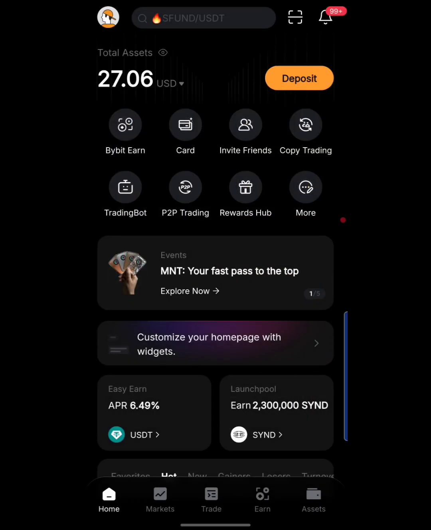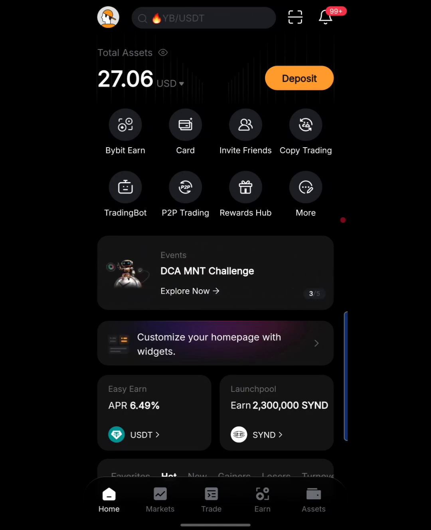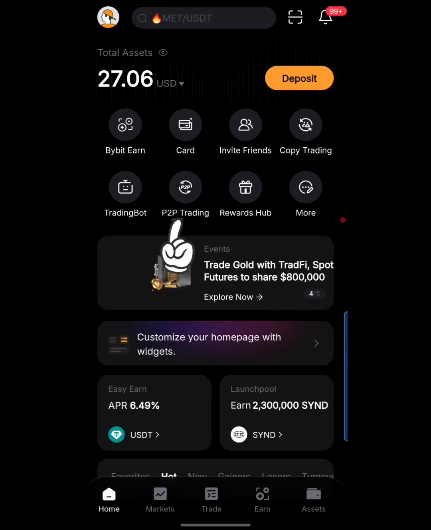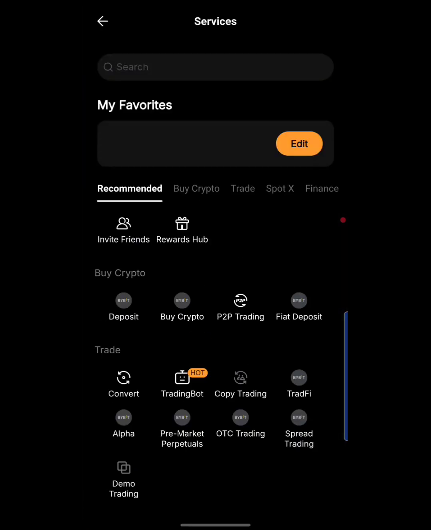Okay, so here we are back on my dashboard, guys. So right now, how do you start making money right here? The first step is locating the P2P trading section on your dashboard. As you can see over here, this is mine, P2P trading. But if you can't find yours, all you simply do is hit this place right here that says more. It's going to load up.